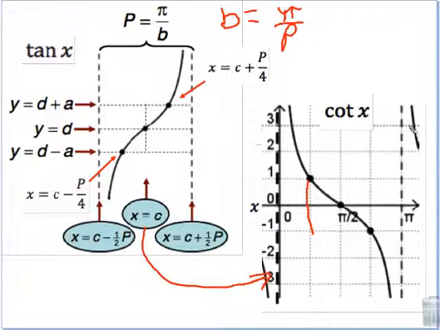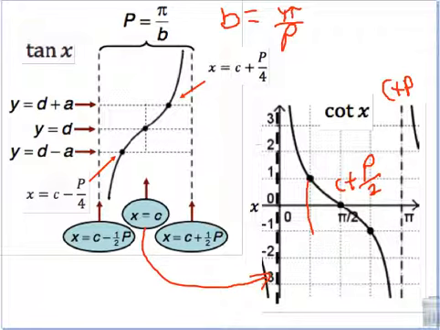And then this last asymptote would be c plus your period. So c plus your period for this one. And then for this one, c plus half of a period, so whatever your period length is divided by 2. This one would have your period divided by 4, and this one would be 3/4 of your period length.